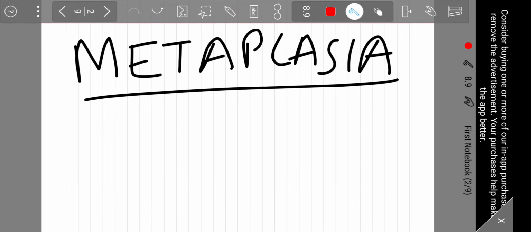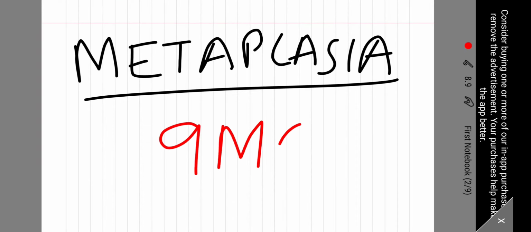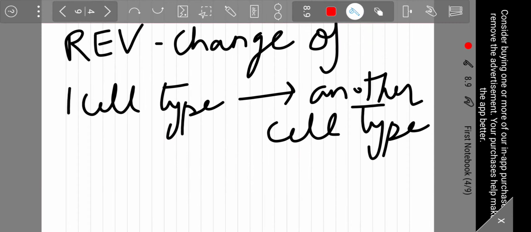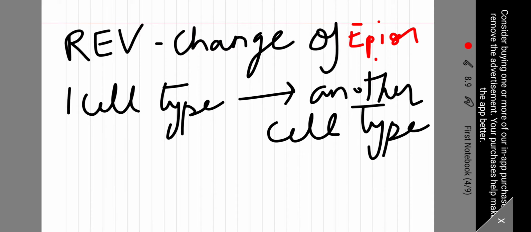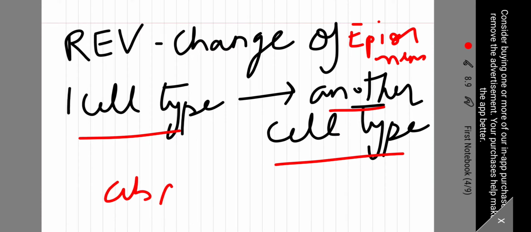Hi everyone. Today we're going to learn about the most important topic in pathology, that is metaplasia. It is one of the most important 9 marks questions. It is a reversible change of an epithelial or mesenchymal cell from one cell type to another cell type. It is usually due to an abnormal stimulus. It often reverts back to normal when the stimulus is removed.